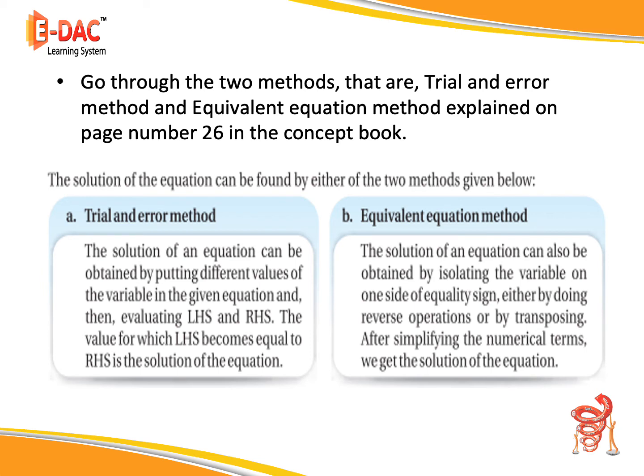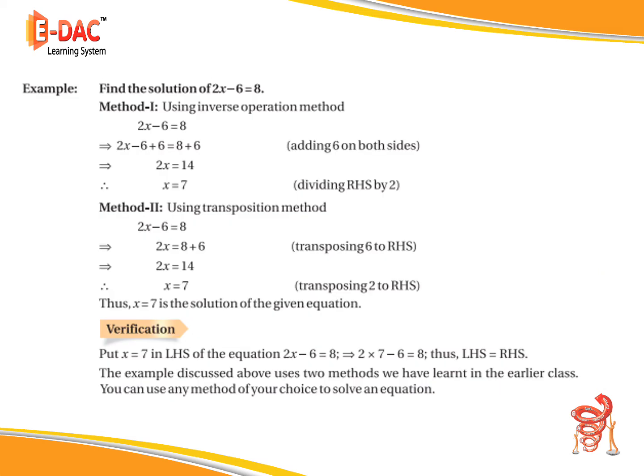Second way of solving an equation is equivalent equation method. The solution of an equation can also be obtained by isolating the variable on one side of the equality sign, either by doing reverse operations or by transposing. After simplifying the numerical terms, we get the solution of the equation.